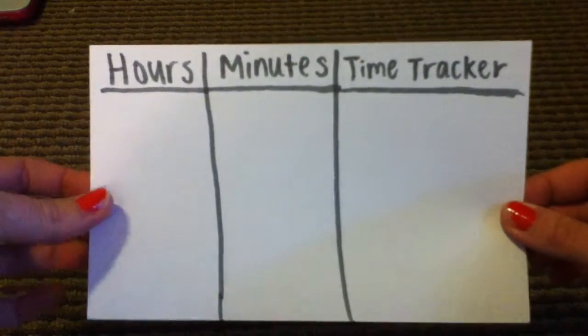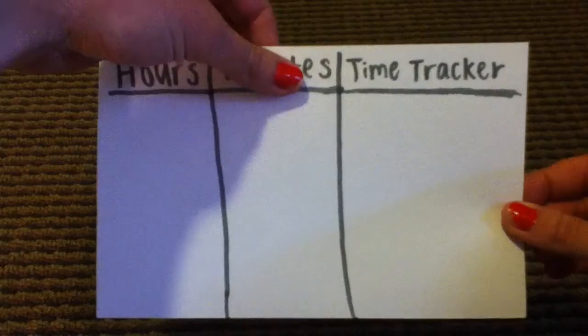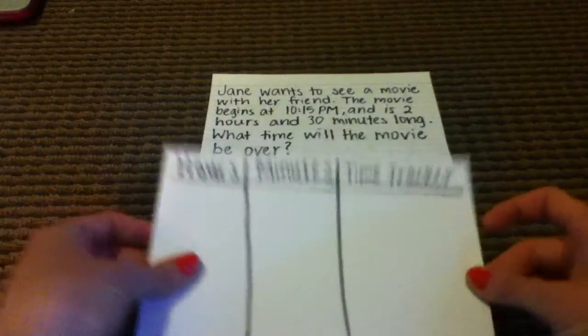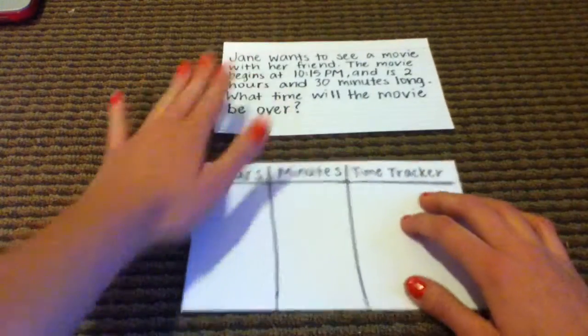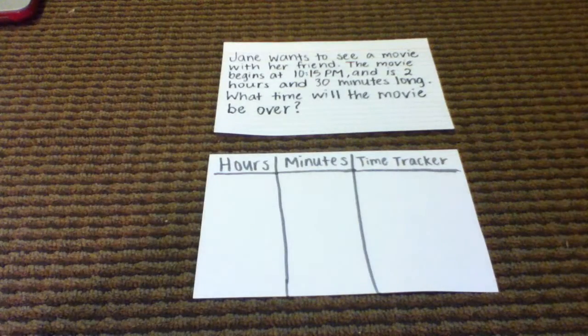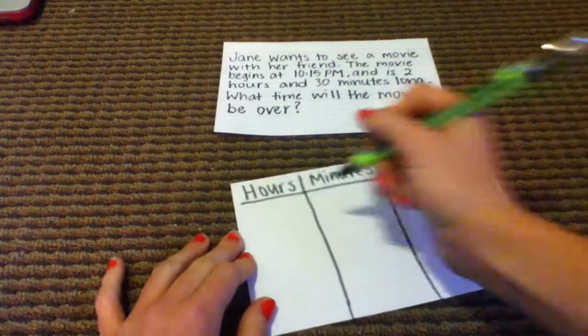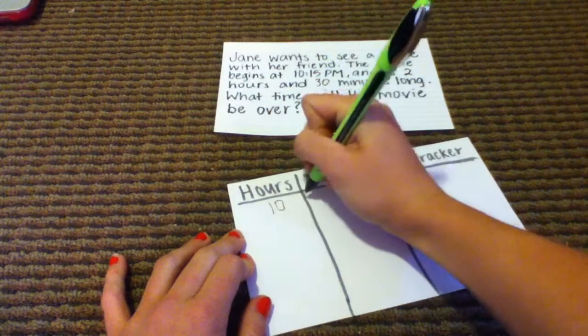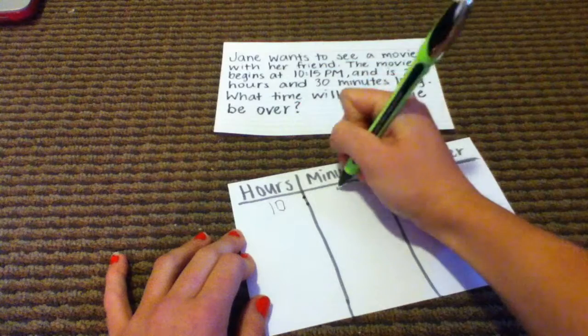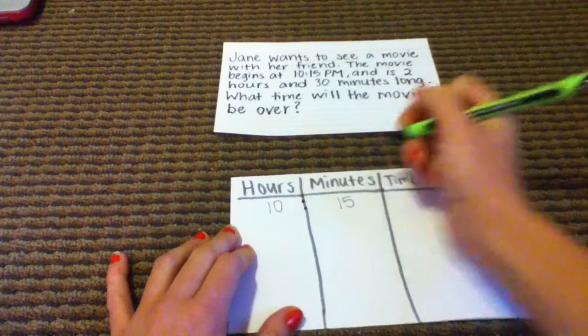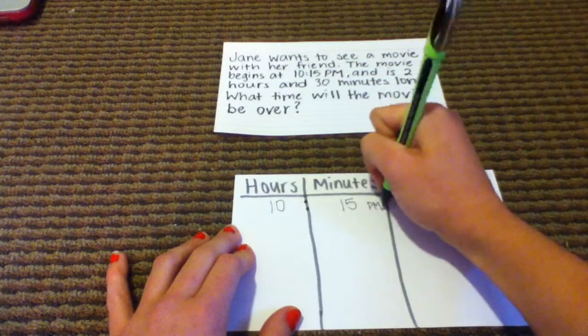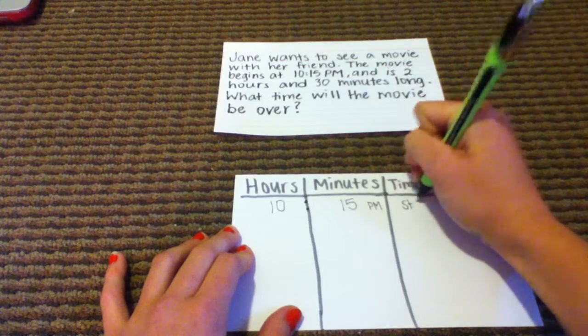This is what our chart is going to look like. We have an hours column, minutes, and time tracker. And students might get this confused with the Make 10 approach, but we're working in base 60 in this one. So looking at our problem, it says the movie begins at 10:15 p.m. So I'm going to start by writing the time. So 10 hours and 15 minutes, and this is p.m., and we're going to label that as our start time.